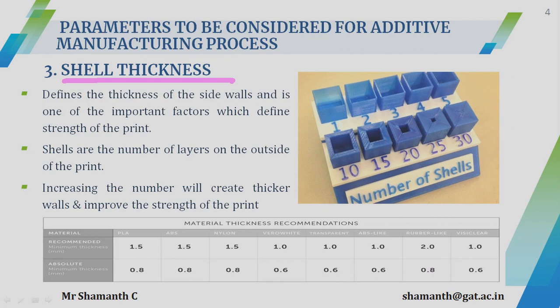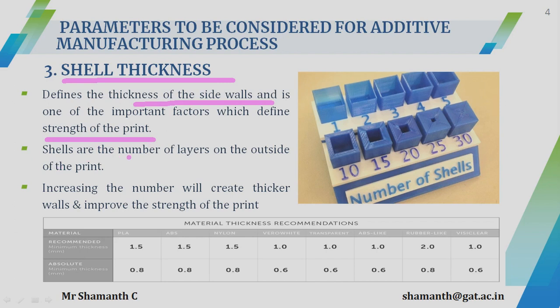So here the strength of the model has to be defined. You need to understand what strength the part is getting, and that strength is defined by the shell thickness. It defines the thickness of the side walls and is one of the important factors which defines the strength of the print. The more shells, the more strength the print has. The fewer shells, the less strength the print has.